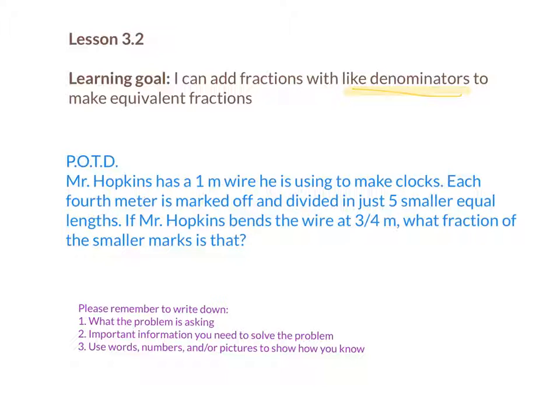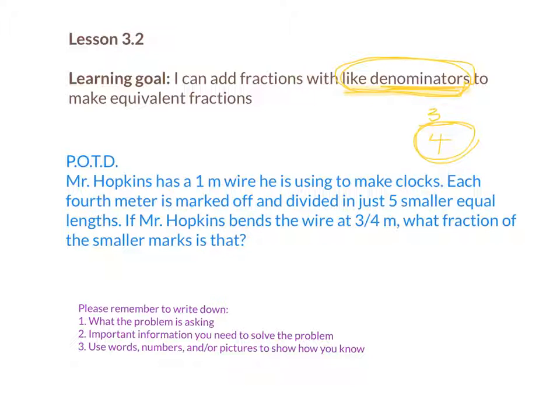In order to understand our learning goal, we need to know what like denominators mean. What's a denominator? What's a denominator, Marvin? The number on the bottom of a fraction. Okay, so if I have a fraction like 3/4, which number is the denominator? The 4. The bottom number, yeah, the 4.